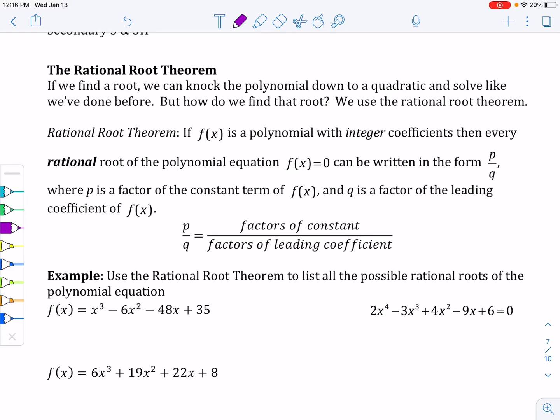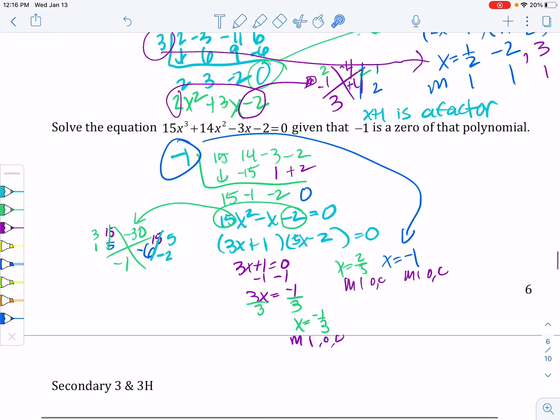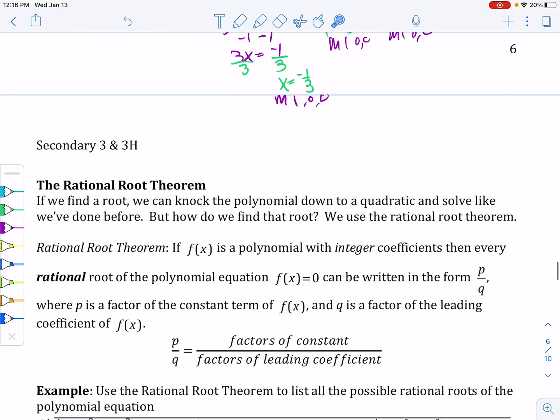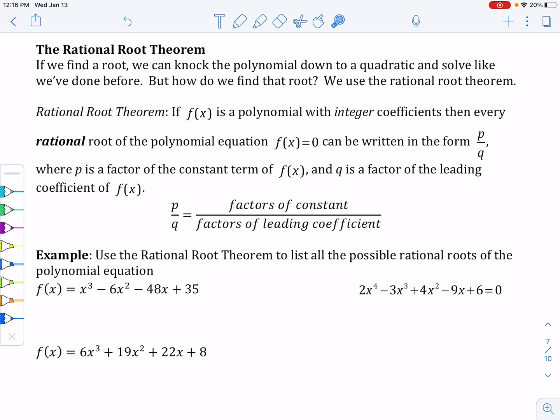Well, now we know how to find the solutions if we're given an x-intercept, right? If we have an x-intercept or a root solution or 0, then I can synthetically divide, knock it down to a squared, and then solve from there. But how do we know this number, right? So there's a theorem that's called the rational root theorem, or we could change that with 0 as well.